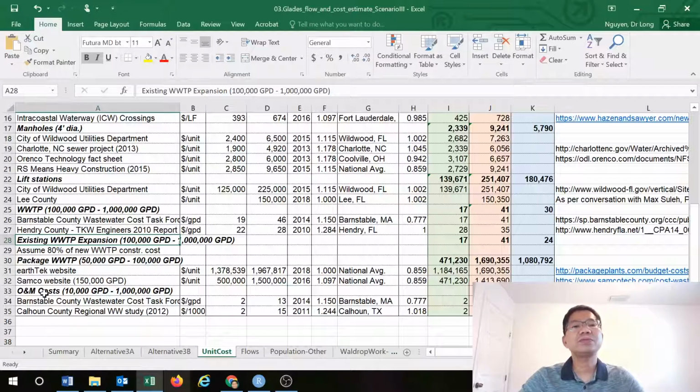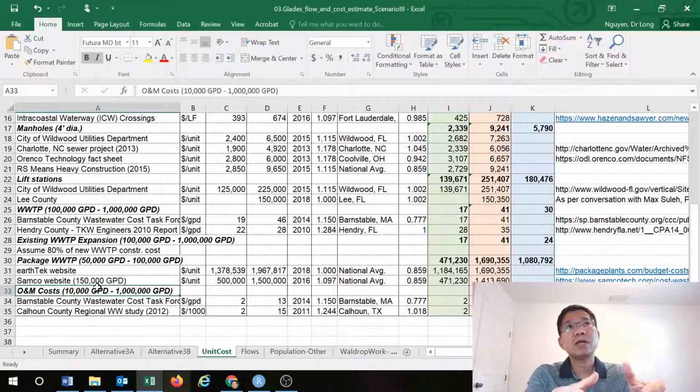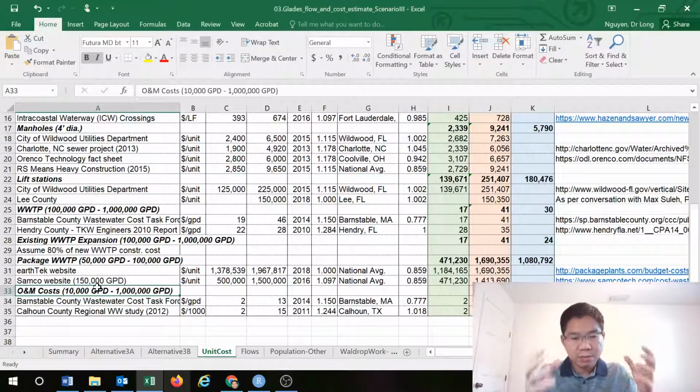Other scenarios include operation and maintenance costs. And I can show you in the previous video the study of the wastewater treatment plant. If you treat with a cluster wastewater treatment plant, it's much more expensive than with a satellite centralized wastewater treatment plant.